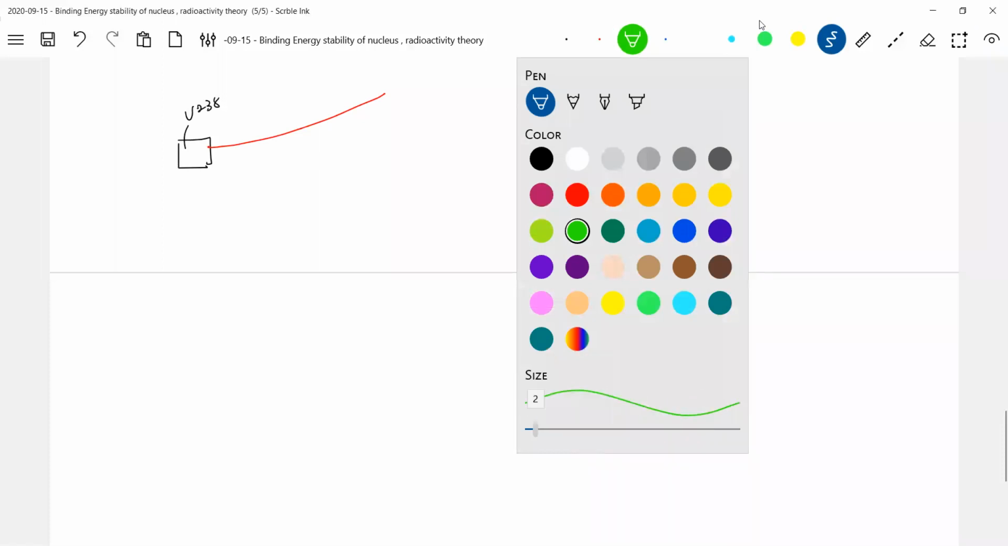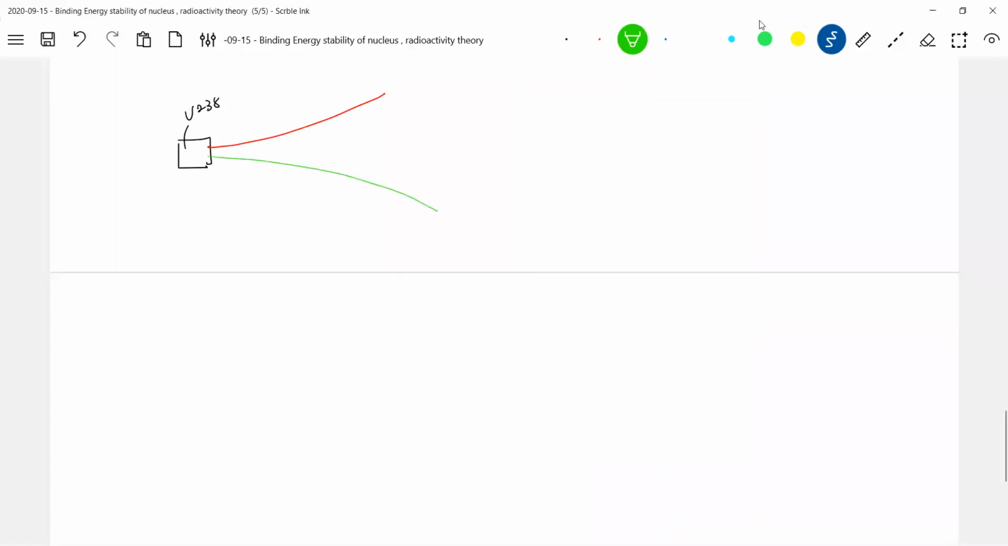I'll take a radioactive substance here. There's uranium-238, the best example. From here, what I see is that I'll get particles. These particles I'll call alpha, then beta, and next there's a gamma particle.